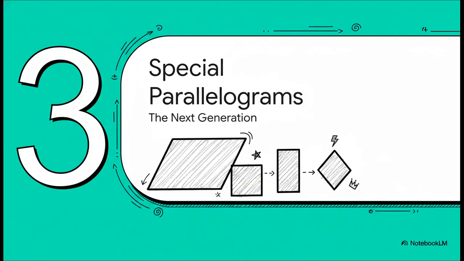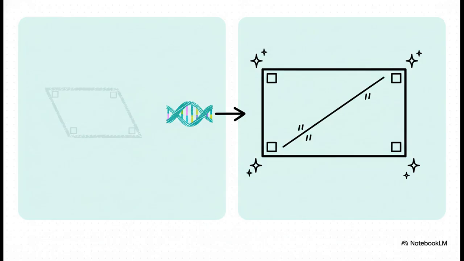All right, now it's time to meet the kids, the special parallelograms. They are just like their parent. They inherit all that core DNA we just went over, but each one has its own little superpower that makes it unique. First up, we've got the rectangle. It's a parallelogram, so it has to follow all those family rules. But its superpower is its angles. All 4 of them are perfect 90-degree right angles. And as a cool little bonus, its diagonals are the exact same length. Think of it as a parallelogram that's been neatly squared up.